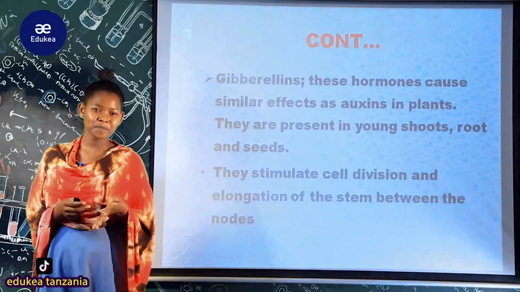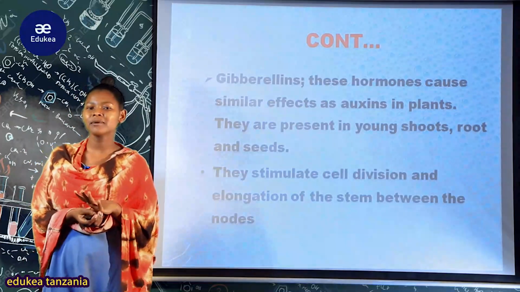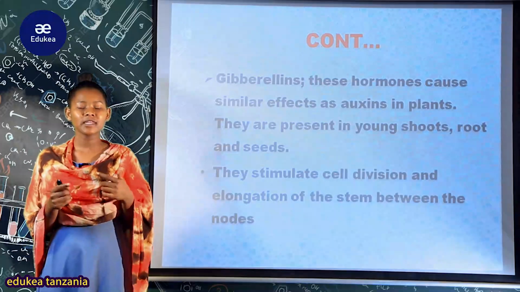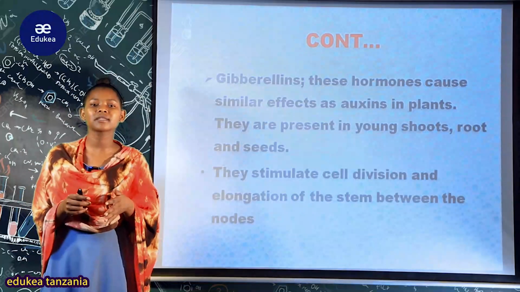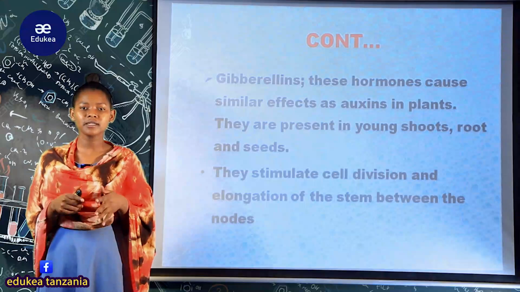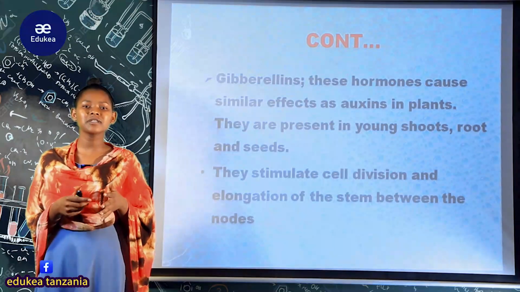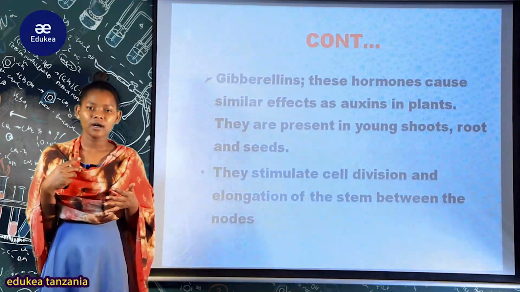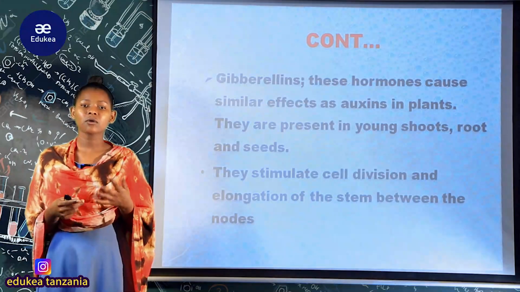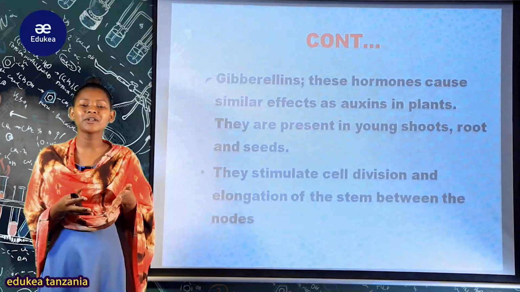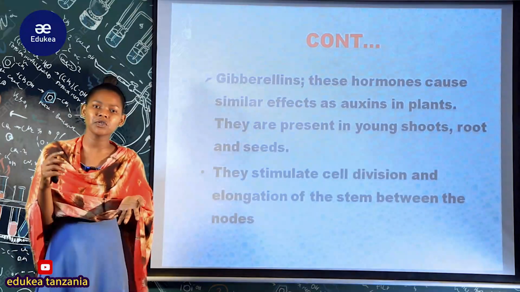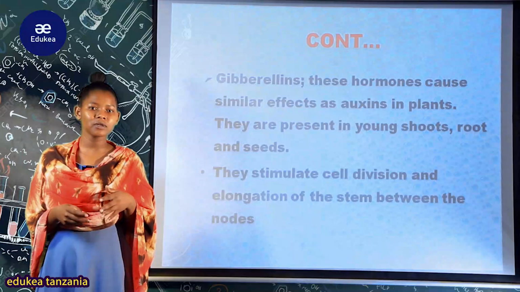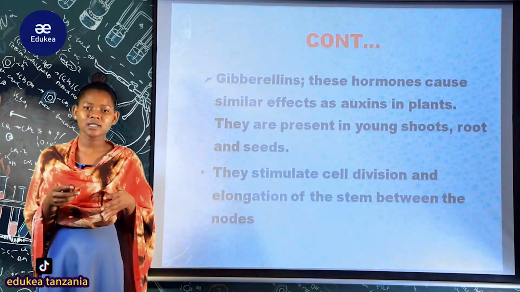Tunangalia hormone nyingine ambayo ni gibberellin. Kazi yake ni the same as auxin. But the difference is that gibberellic hormone, they are found at the middle of the internodes. And their main function is to promote elongation and cell division in between the internodes. Kwa hiyo kazi yake kubwa inaenda kusababisha elongation katika internodes na kusababisha plant growth and development. So absence of gibberellic hormone itapelekea stunted growth.